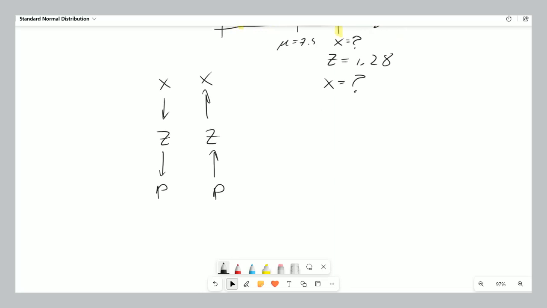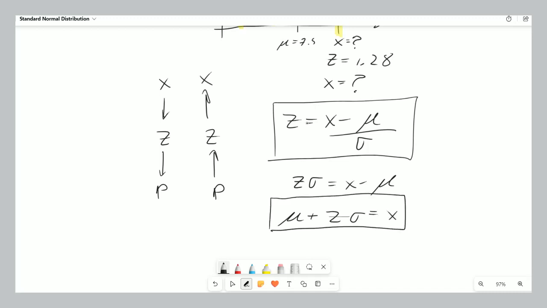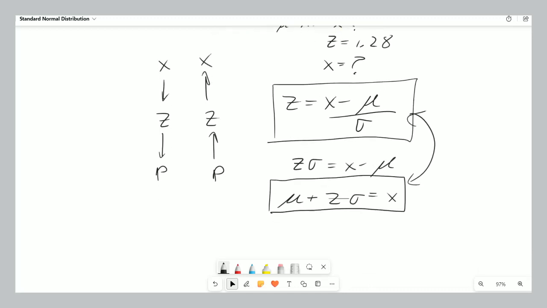So what's the x value? Well, we have our formula that tells us the z value based on the x value. And if we rearrange that formula to solve for x, the most stereotypical mathematical thing to do, well, multiply both sides by sigma. You get z sigma equals x minus mu. And then bring mu to the other side, or add mu to both sides. You get mu plus z sigma equals x. That's how you get your x value. These two formulas are actually the exact same formula, just one is arranged to solve for z, the other is arranged to solve for x.